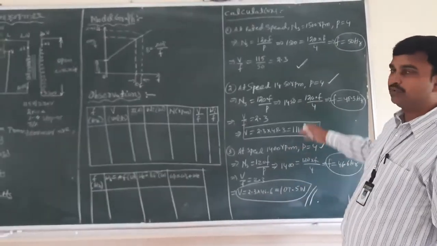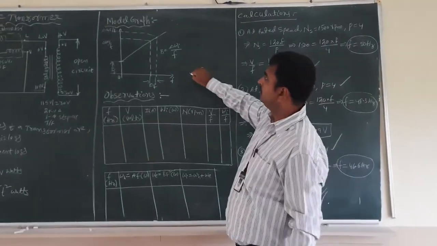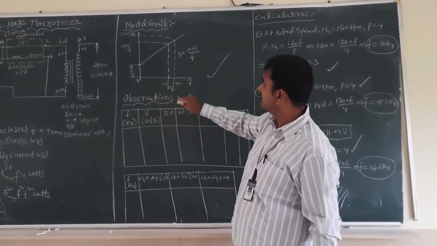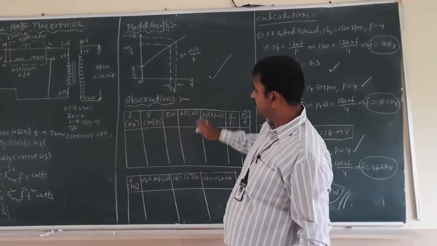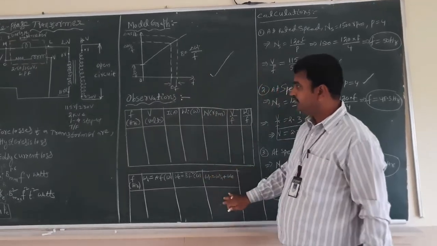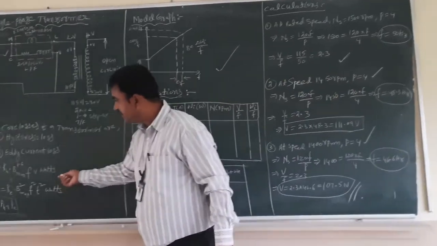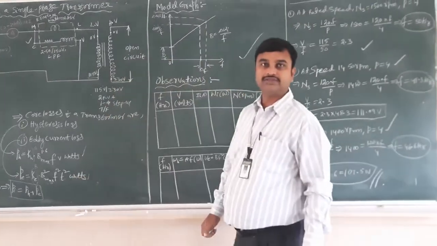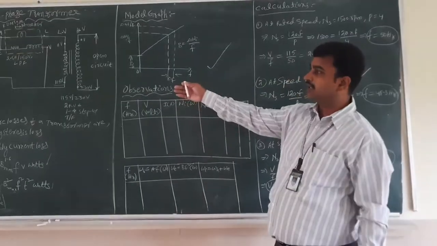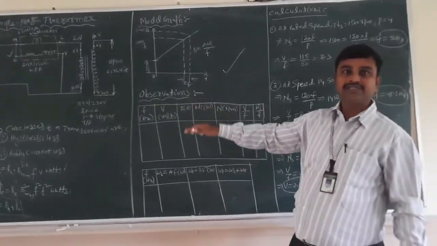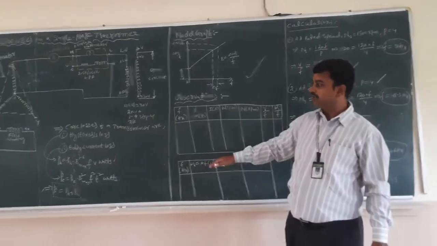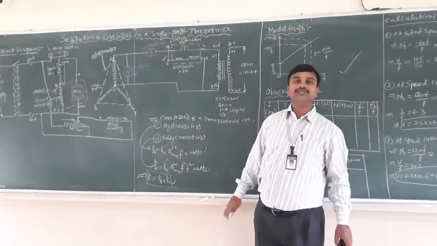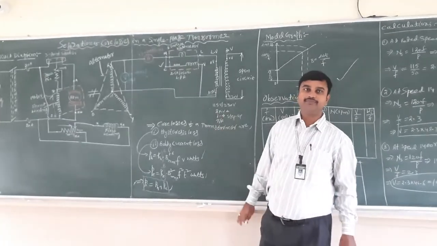Once we know these values, we can plot the graph. From the graph, we can get the A and B values. Once we obtain the A and B values, we can measure the hysteresis losses and the eddy current losses. With this, we can obtain both hysteresis losses and eddy current losses, so that we can measure the total core losses in a single phase transformer. Thank you.